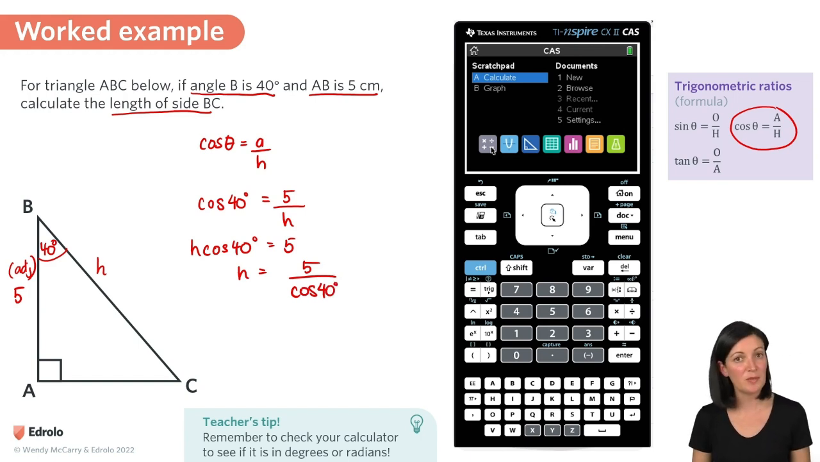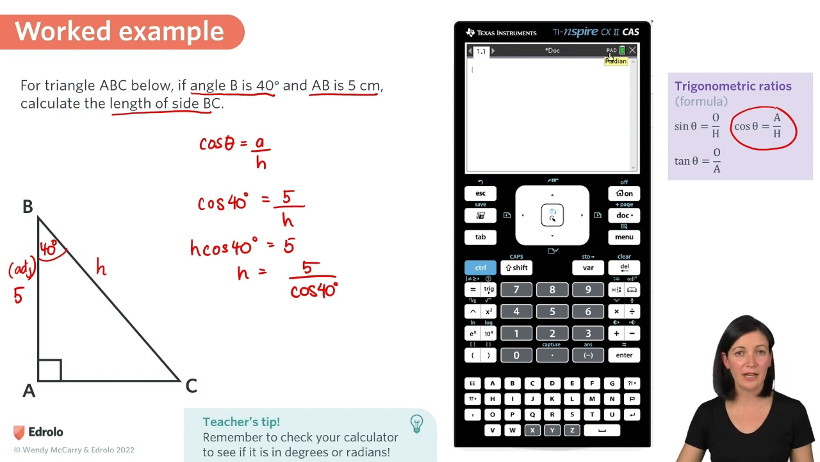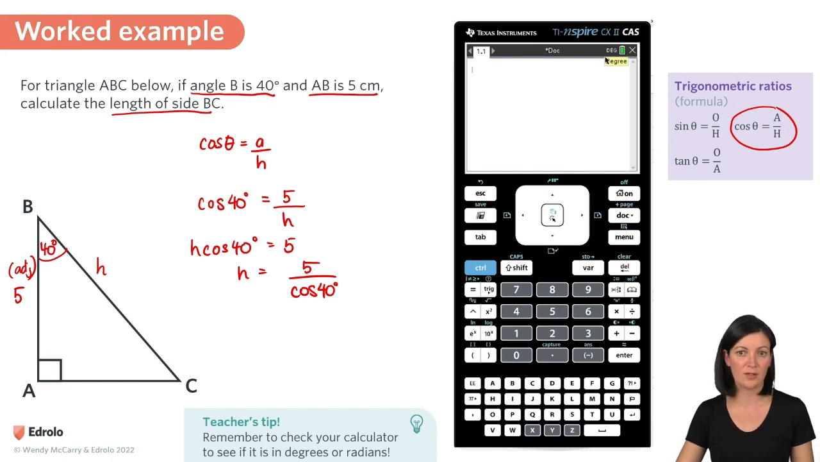Okay, and then I'm going to use my calculator to work out the value of h. It's very important to remember to check your calculator whenever you're working with angles, to make sure you're working in either degrees or radians. So if I go up to the top here, you can see it says RAD. That means my calculator's in radians. This question is in degrees, so you just click on it and it will change to degrees. It's a really quick way to change between radians and degrees, and if you want to get back to radians, you just click on it again. All right, we're working in degrees here.